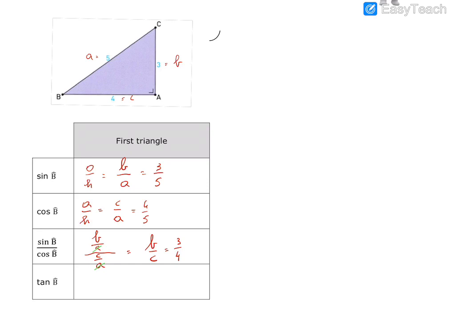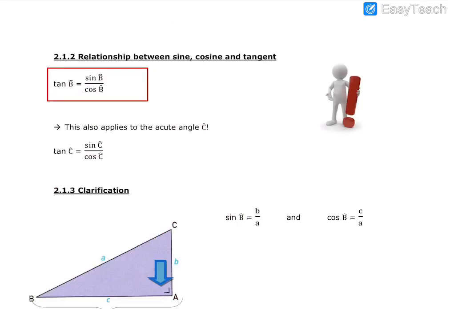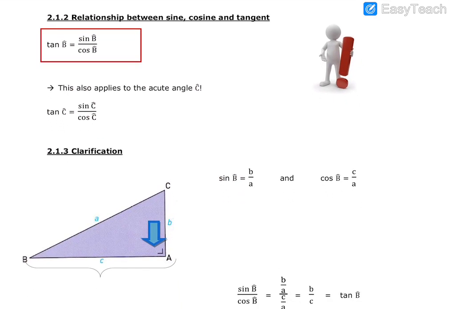Now tangent b, we know, is opposite over adjacent, b divided by c as well, and also 3 divided by 4. That's why we're going to conclude on the next page that the tangent of an acute angle in a right-angled triangle is equal to the quotient of the sine and the cosine. So here is that formula. Of course, this is also going to apply on the other acute angle in that right-angled triangle.